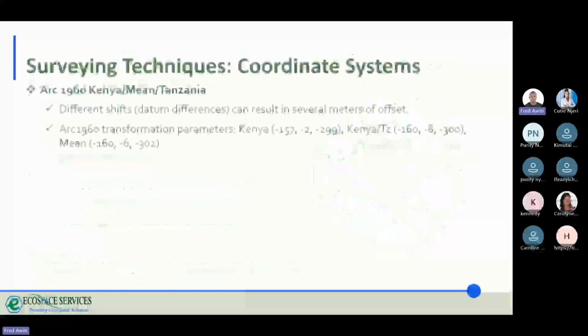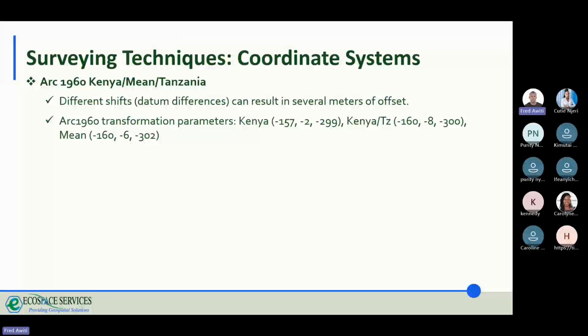So having looked at the fixed and the float solution, another thing to consider mostly when you're working with surveying is the coordinate system. In this particular area, in Kenya, people use Arc 1960, almost in every part of the country. Arc 1960 is the projected coordinate system.